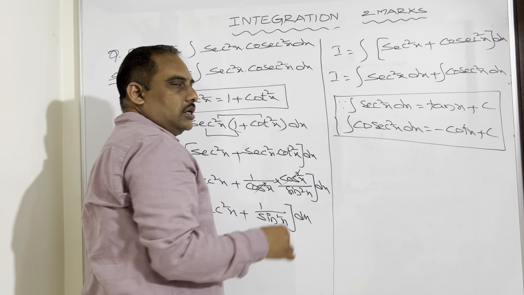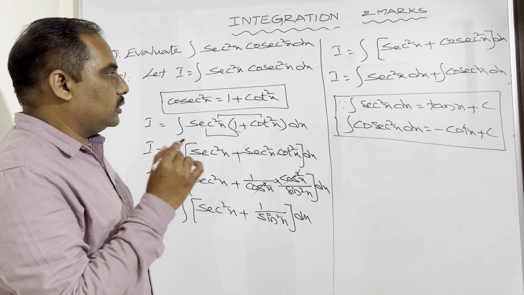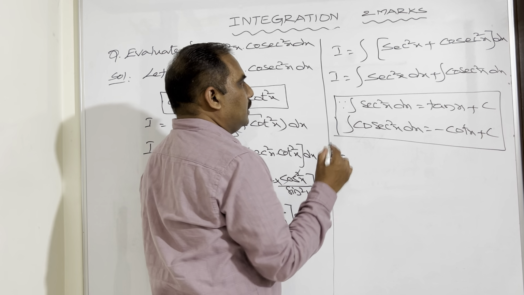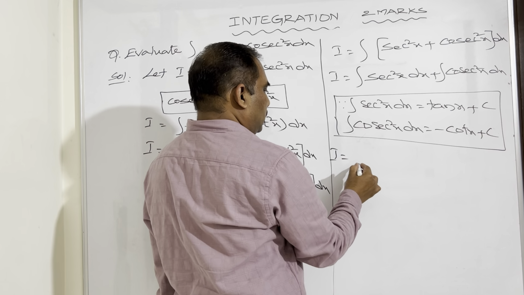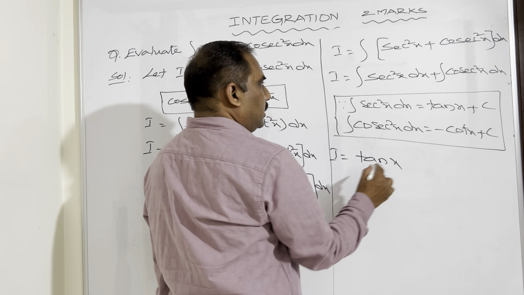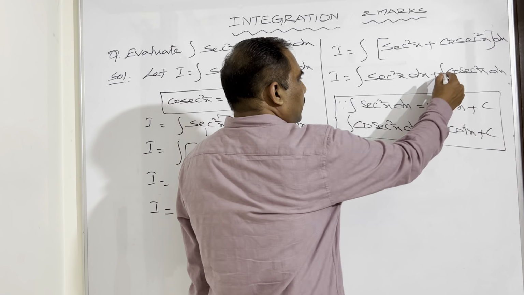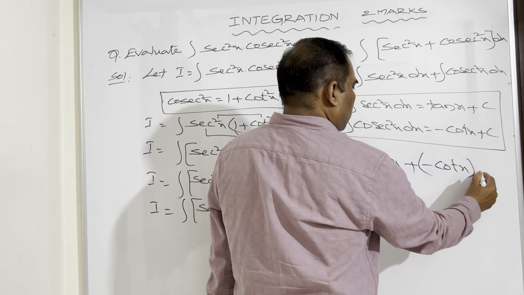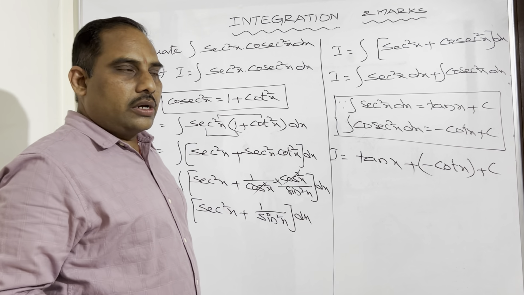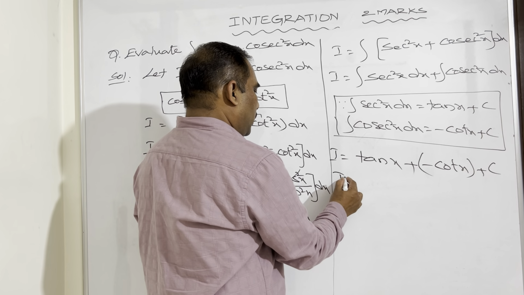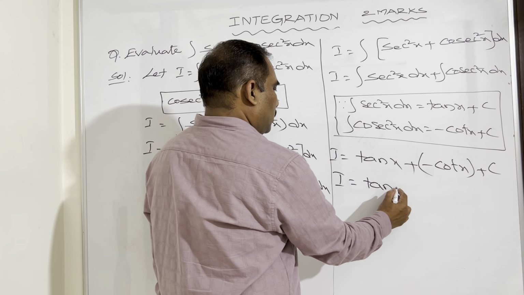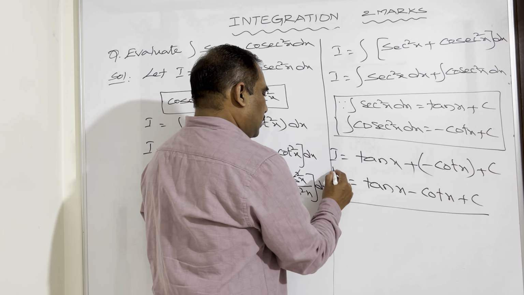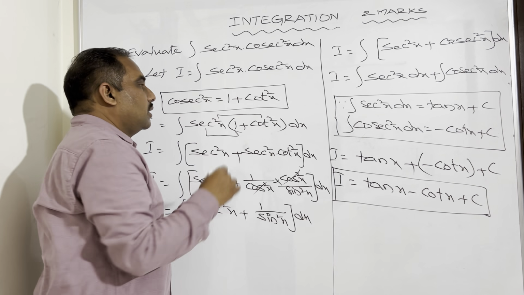So these are the standard forms you must remember. To get the solution, I is equal to integral secant square x is replaced by tan x as per the formula, and plus integral cosecant square x is replaced by minus cot x as per the standard form. Finally, the integral constant is plus c, so we get the solution I is equal to tan x minus cot x plus c. So like this we can find the integral of the given function.